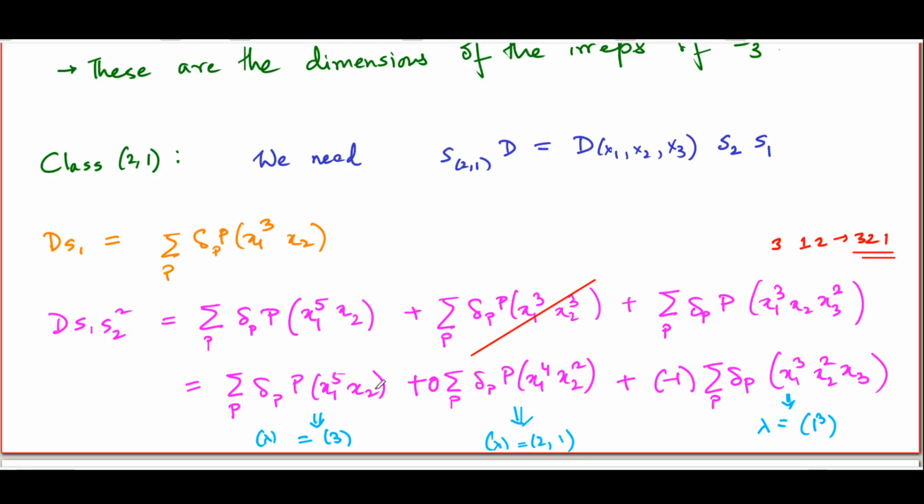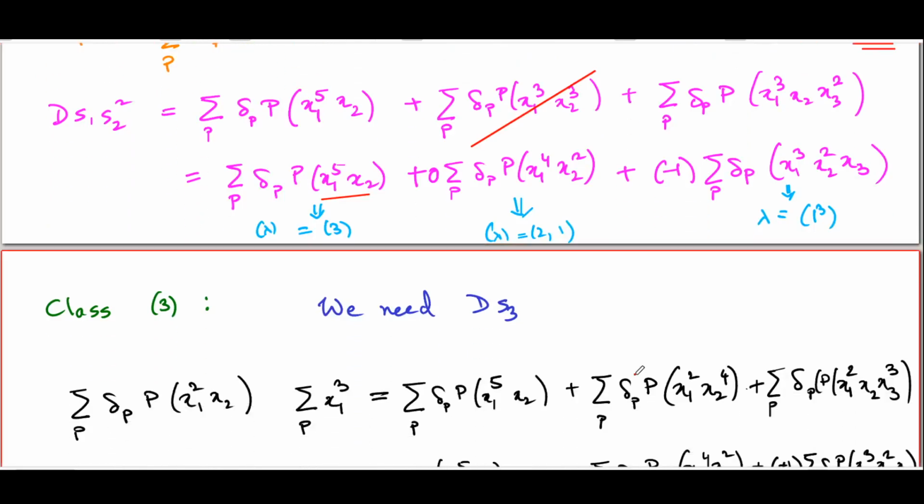So once again, you can remember from what we had just done a while ago that this corresponds to the partition 3, that is 3 plus 0 plus 0 of lambda. This corresponds to 2 plus 1, that partition, and this corresponds to the partition 1, 1, 1. And therefore, for the 3 irreps corresponding to these 3 partitions, this class 2, 1 has characters 1, 0 and minus 1.